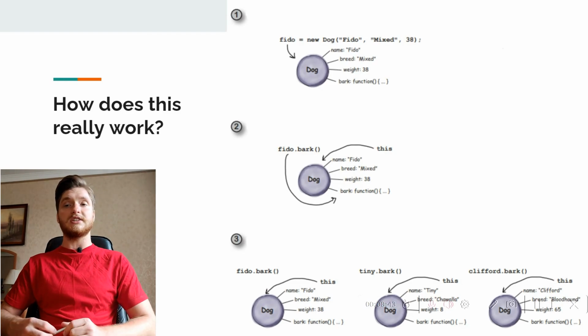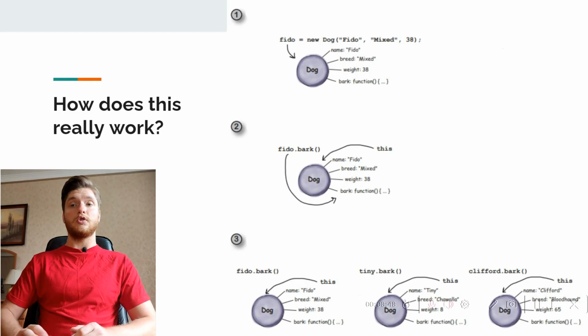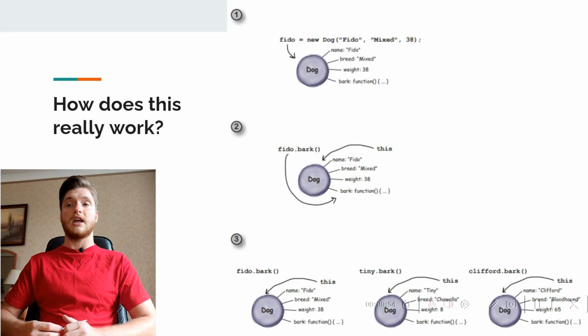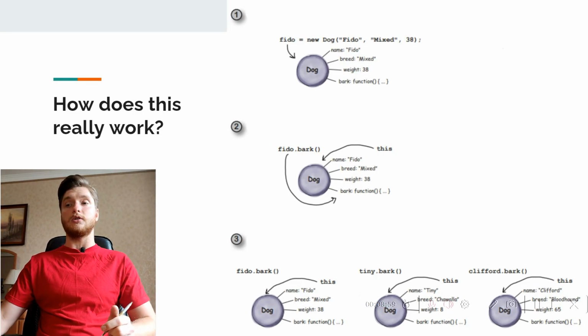3. So this always refers to the object the method was invoked on, no matter how many dogs we create. You can call bark on any dog object, and this will be assigned to the specific dog before your body code is executed.